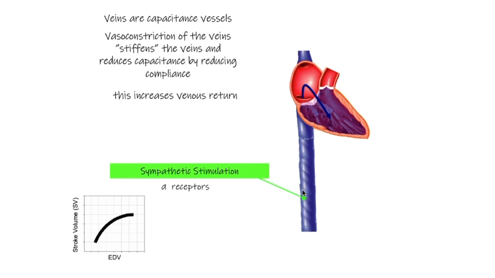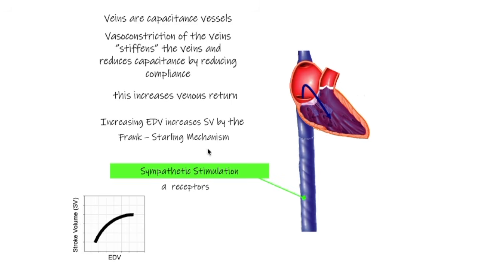Recall that veins have valves, so that when we constrict the veins, the blood can't be forced backwards, it's all going to return to the heart. So if we increase venous return, we will be increasing end-diastolic volume. And if we increase end-diastolic volume, we'll be moving to the right along our cardiac function curve, which means we'll also be increasing stroke volume.